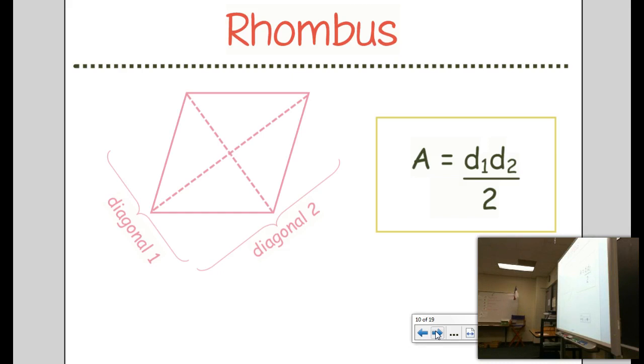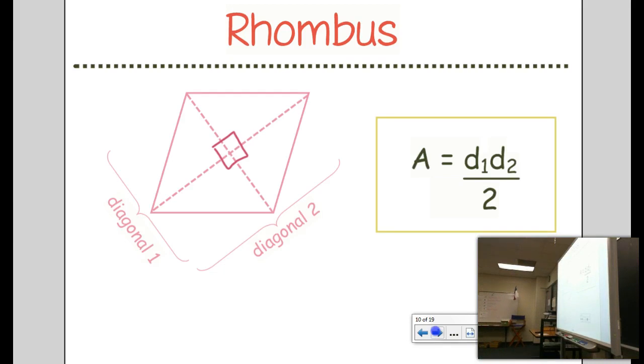All sides are equal. Diagonals are? What, Kendall? Perpendicular. I was scared you were going to say congruent, because they're not congruent. But yes, they are definitely perpendicular. So when you see a rhombus, you put a box immediately, every time. Put a box.